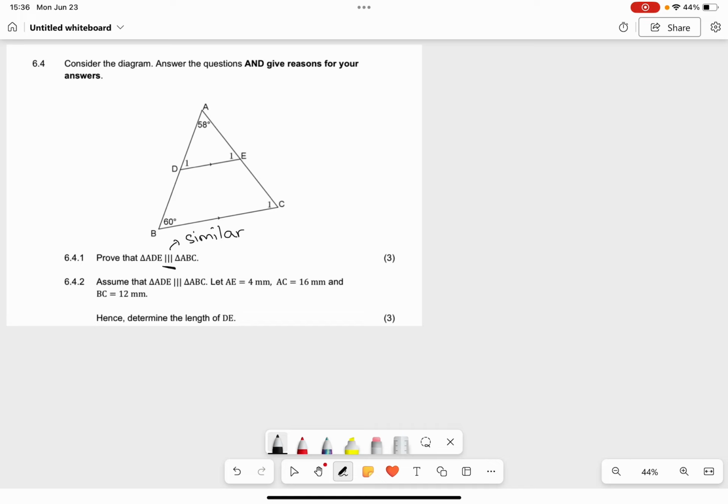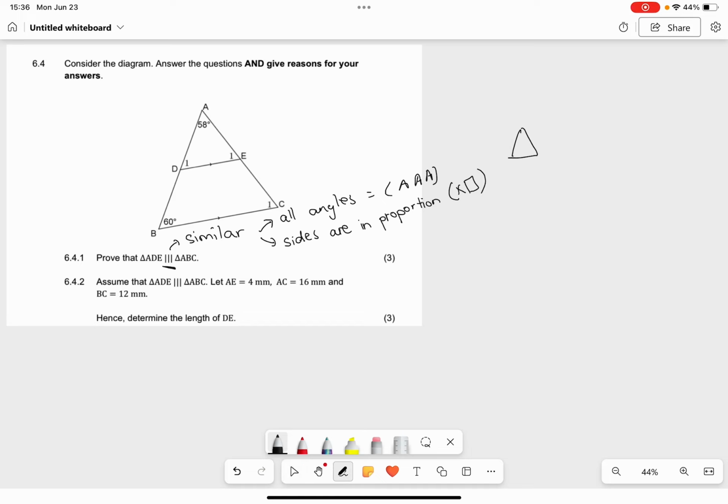So basically what you need to know is that for similar triangles, you can prove that they have all angles equal, or in other words, angle, angle, angle. And the other thing you can do is prove that the sides are in proportion. So in other words, you would have multiplied all sides by the same value.